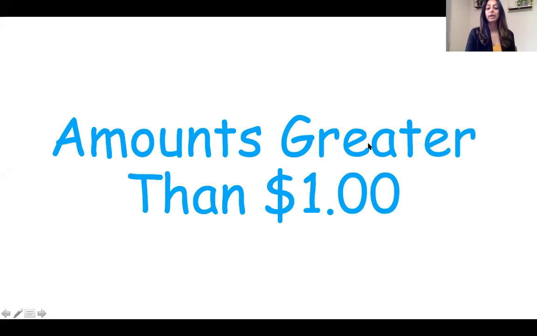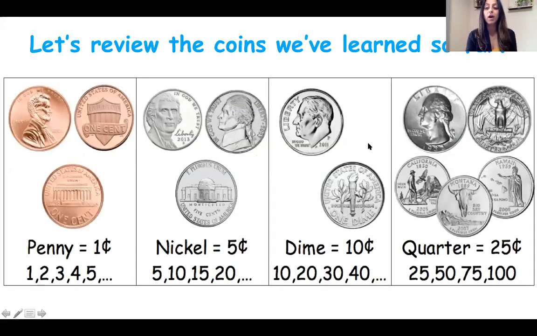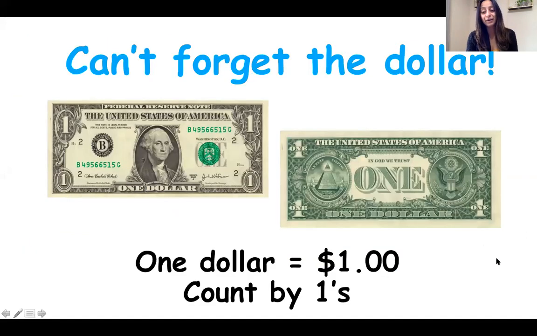Let's review the coins and bills that we've learned so far. We've met the penny, which equals 1 cent, the nickel, which equals 5 cents, the dimes, which equal 10 cents, and the quarters, which equal 25 cents. We can't forget about the dollar. Here's our dollar bill, the front and back of it. $1 equals $1, which we write with a dollar sign and a decimal point, and we count it by ones.